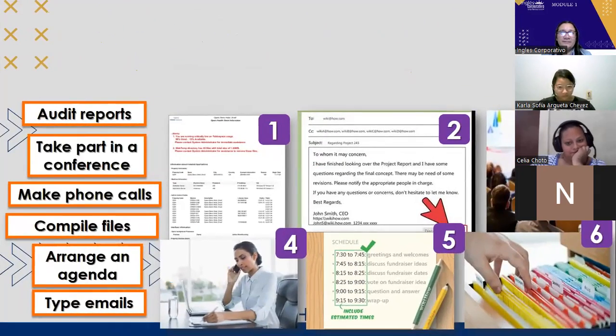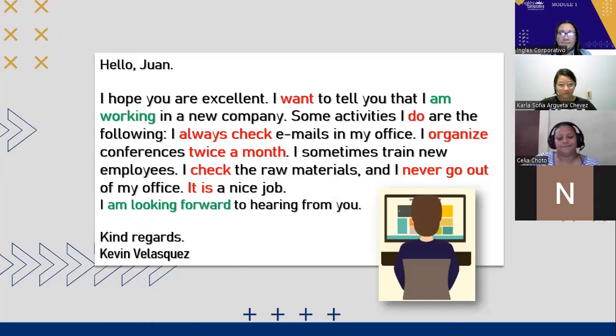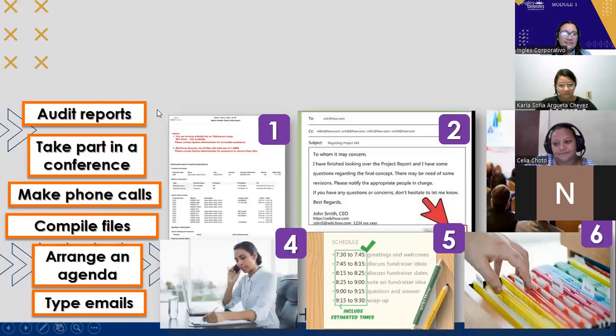As I was mentioning. Okay. So from these activities, some people already mentioned their activities that they do at work. And at home, we have other responsibilities, of course, right? So out the reports, take part in a conference, make phone calls, compile files, arrange an agenda, type emails. Okay, so practically a lot of work in an office, right?